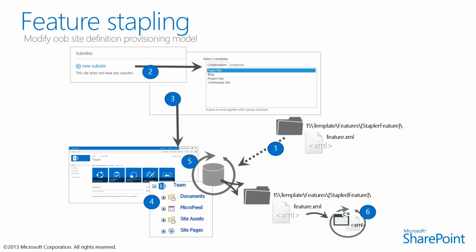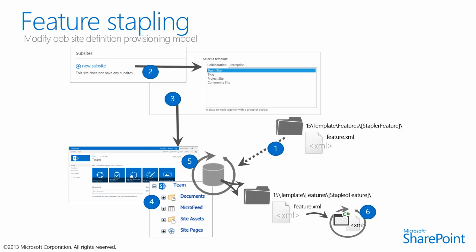Anyway, feature stapling is something where we modify an existing out-of-the-box site definition, or to be precise, you can also modify a custom site definition, but in general we don't recommend custom site definitions in the first place. And feature stapling is actually available in Office 365 as well. So you're able to do that in Office 365, only though at the site collection level.